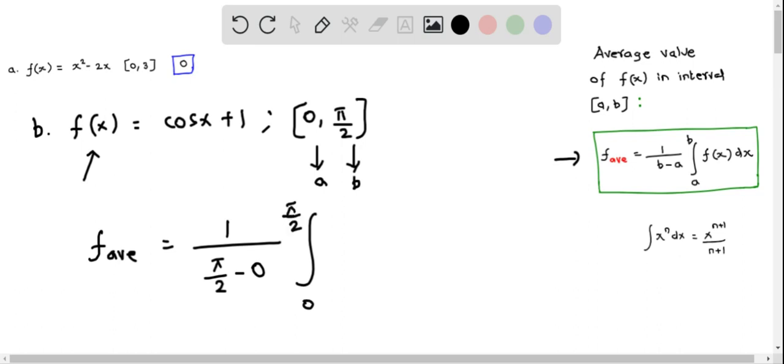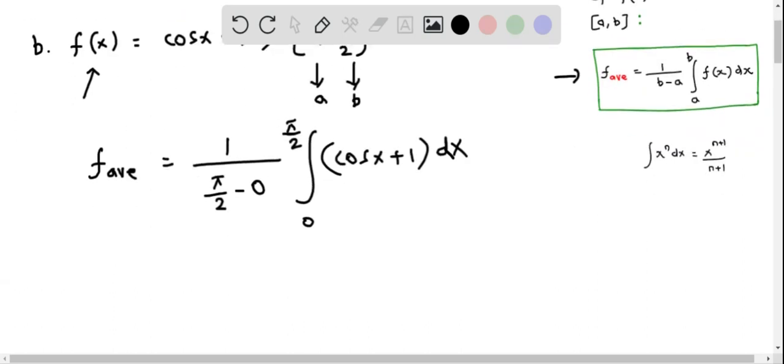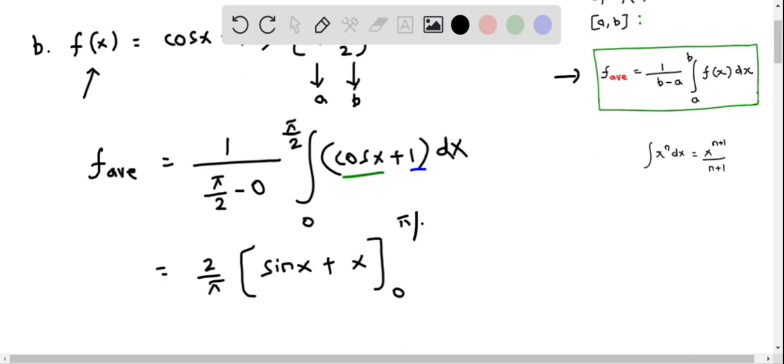So it is 1 over pi by 2 times the integral from 0 to pi by 2 of f of x dx. So I put the expression for f of x, that is cos x plus 1, times dx. So now we simplify this. The reciprocal of pi by 2 is 2 over pi. And then we can integrate this term by term. So integration of cos x is sin x, and integration of 1 is x. I put x over here, and this has to be evaluated within the limits 0 to pi by 2.